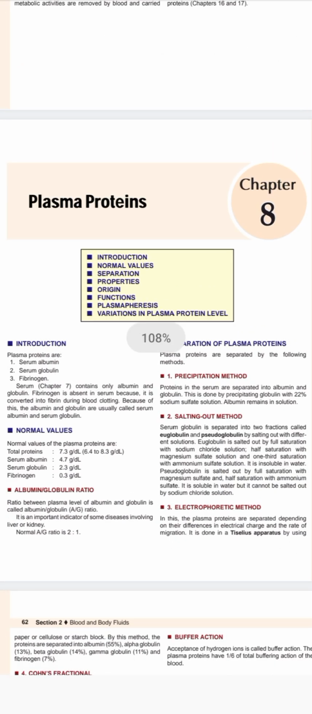In this chapter we'll be studying its introduction, normal value, separation, properties, origin, functions, plasmapheresis, variations in plasma protein, and its applied physiology.